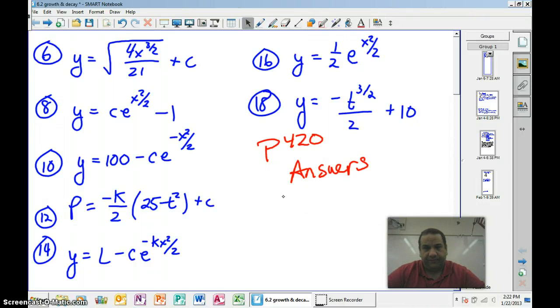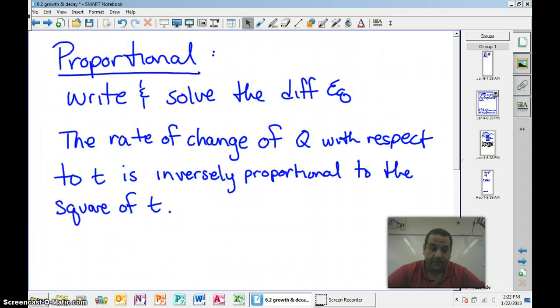All right, I'm going to attempt to finish up chapter 6 here. Here's some answers to page 420, 6 to 18 even. You did some in class, so here's some answers to check your work. But I'm going to jump right into it.